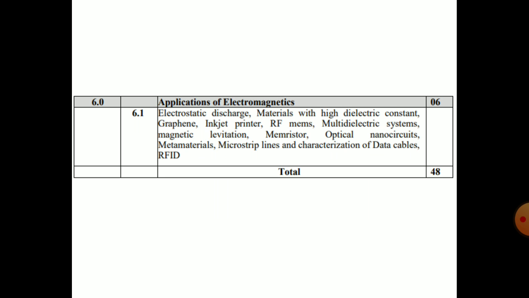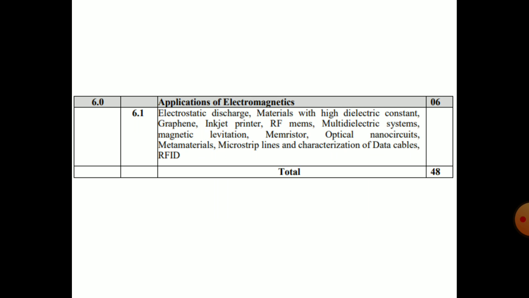applications of electromagnetics. Now this is a very important part, applications of electromagnetics: electrostatic discharge, materials with a high dielectric constant, graphene, inkjet printer, RF MEMS, and then multi-dielectric system, magnetic levitation, memristors, optical integrated circuits, metamaterials, then microstrip lines and characteristics of data cables, RFID.